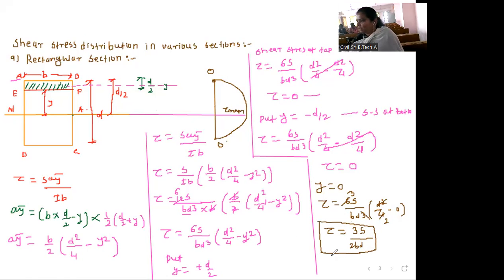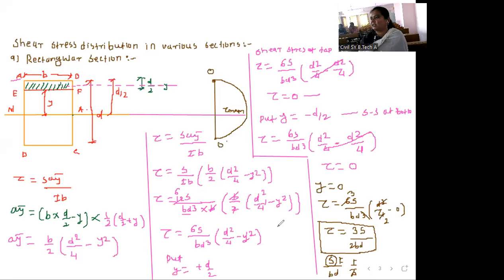Now this s divided by bd, s means shear force, as you already know, and bd is the area. So force upon area is nothing but the stress. So for this I will write tau average, which is equal to s divided by bd. Not tau average, tau maximum. So maximum stress you will get at the neutral axis.